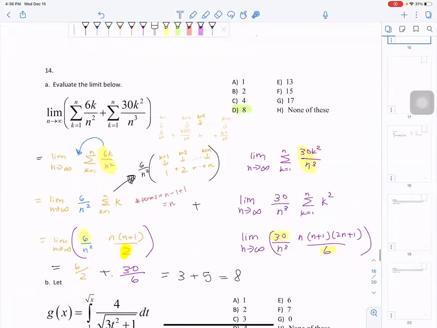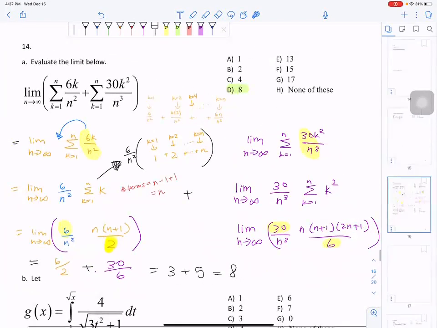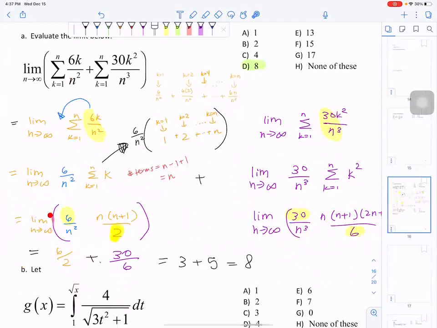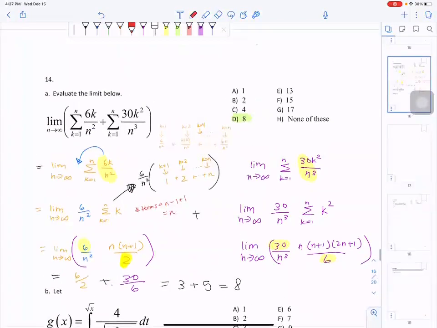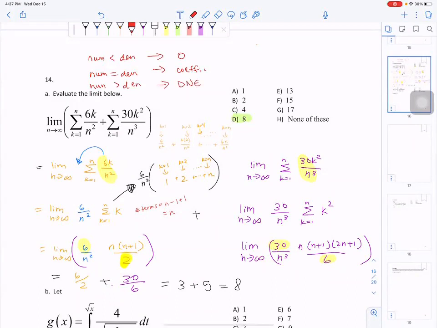Any other questions on part A? I have a question. Yeah. Can you explain the coefficient part when you took the 6 and the 2 and the 30 and the 6? Yes. So what are the rules for a limit as your variable goes to infinity? You look at the degree of your numerator and degree of your denominator. If the degree of your numerator is less than the degree of your denominator, that means your limit is 0. If they were equal, then that means your limit is their coefficients. If the degree of numerator was greater than degree of denominator, then your limit does not exist.